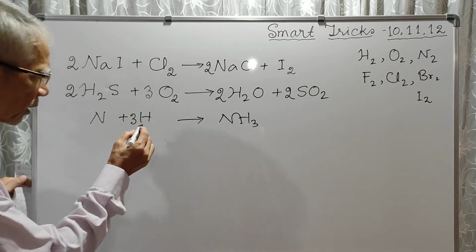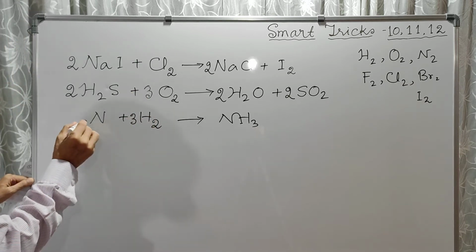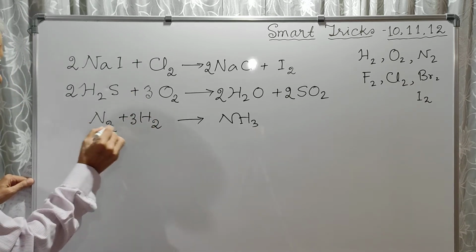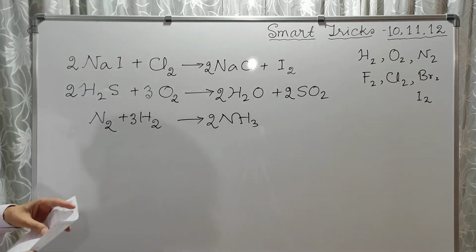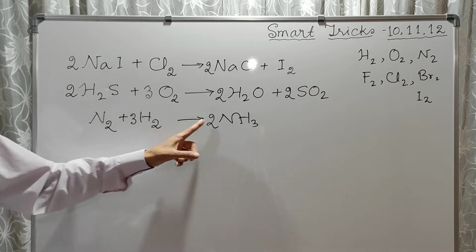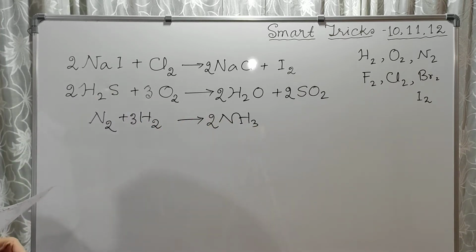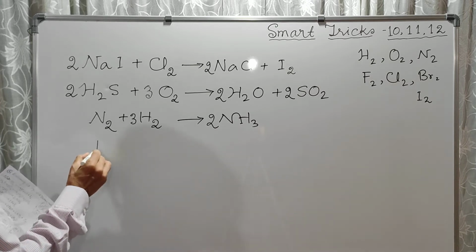So put 3 here. Now it is balanced. Nitrogen 1, hydrogen 3 balanced. But as it is, we cannot ignore that 2. We must bring it back, then double others. So we bring this back and double others means this 1, make it 2. Now see it is balanced. Nitrogen 2, hydrogen 6, hydrogen 2, 3 is 6. Is it clear? Okay, now let us see this one.